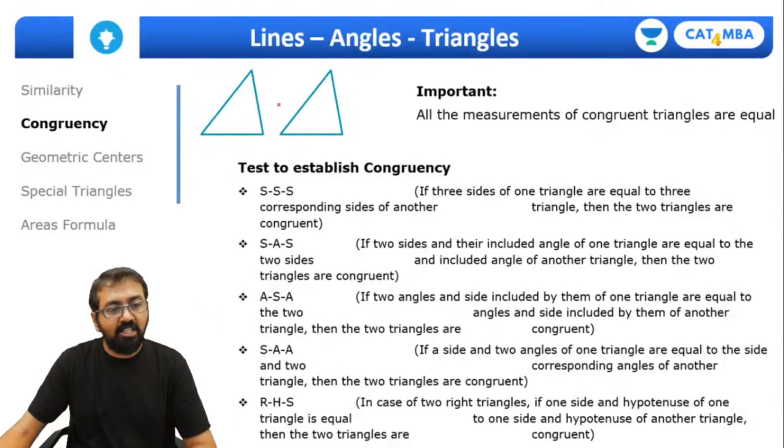Same way, congruent triangles means exactly identical triangles. Everything is same, all measurements same. How do we establish that congruency?